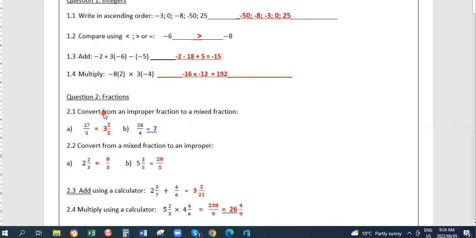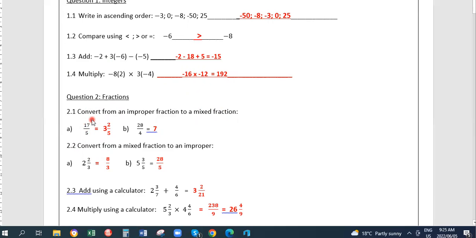Working with fractions, we need to convert from an improper fraction to a mixed fraction. If you have a scientific calculator, it can be done on a calculator, but I'm going to do this mentally first. 17 over 5 is an improper fraction. It's not a proper fraction. A proper fraction will have a smaller numerator and a larger denominator, like a half or 2/3, or just looking at 2 over 5. That's a proper fraction, because 2 is smaller than 5. This is an improper fraction because the numerator is large.